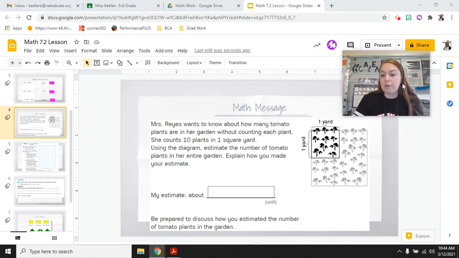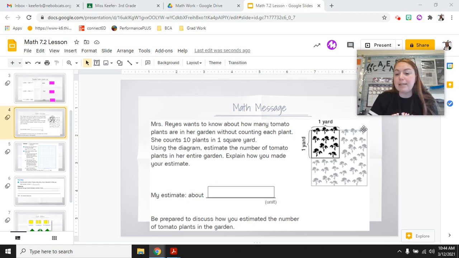So this is the picture of her garden here. The part that is faded or lighter is her whole garden. And the part that she is just counting is this 1 square yard. So think of like a yardstick, and if it was that in a square, each side would be 1 yard. This is 1 square yard. So in 1 square yard, there are 10 plants.